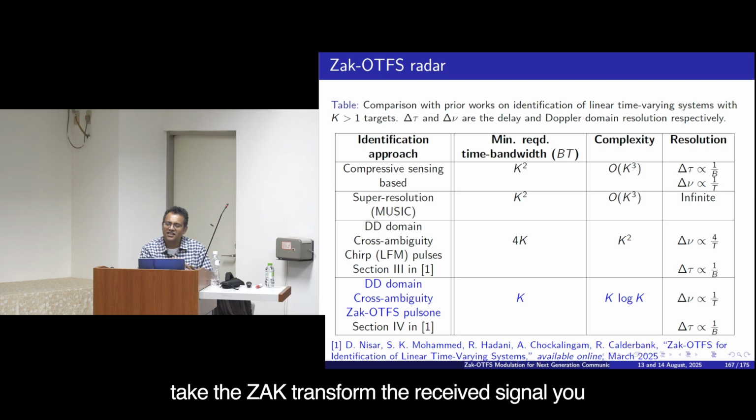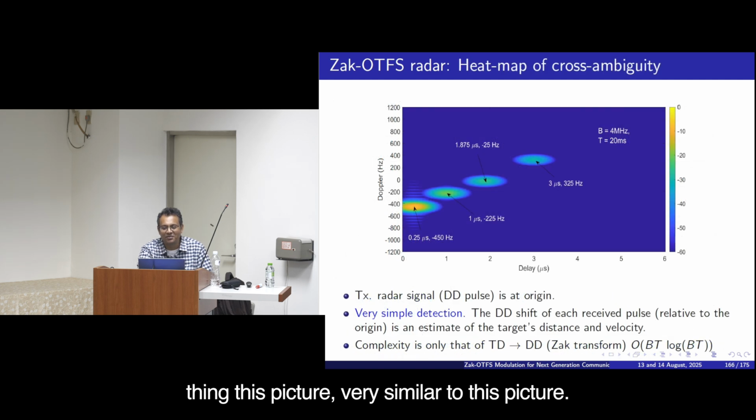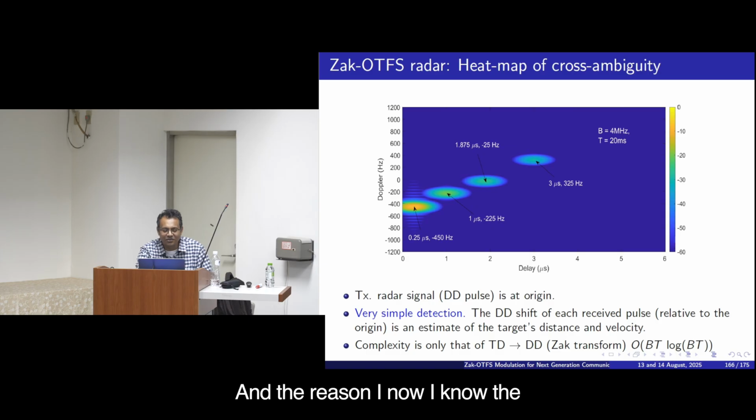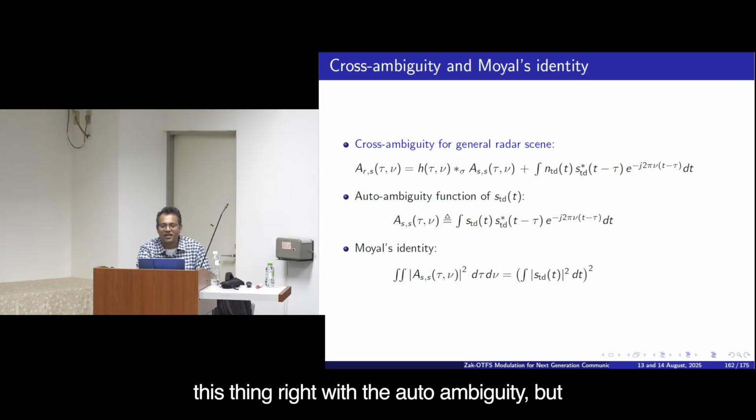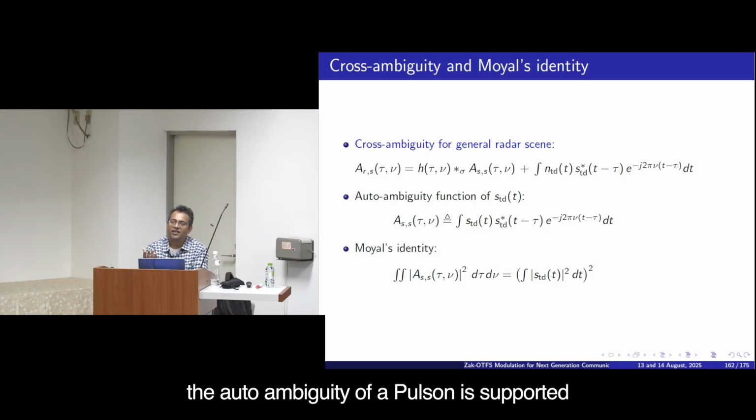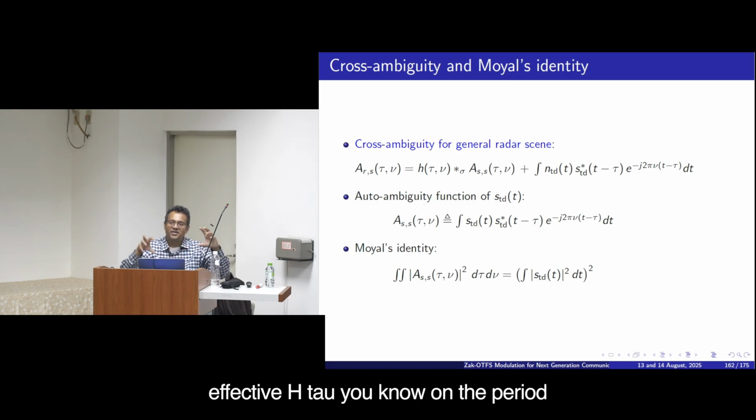In fact, we also saw that even if you don't do the auto ambiguity, if you just take the ZAAC transform of the received signal, you still will get something very similar to this picture. And now I know the reason for that. If you look at this cross ambiguity, it is the channel twisted convolved with the auto ambiguity. But the auto ambiguity of a pulse-on is supported on that same lattice, on that period lattice. And so what you get basically is H effective, H tau, on the period lattice.